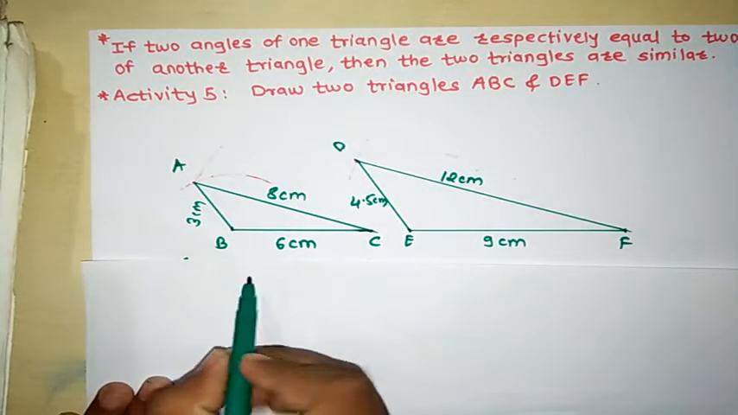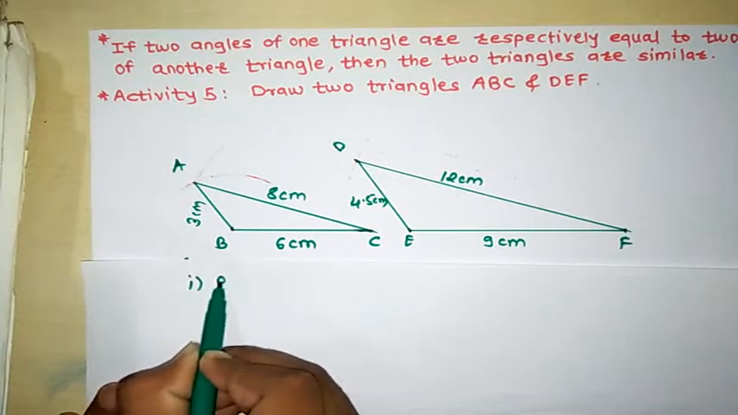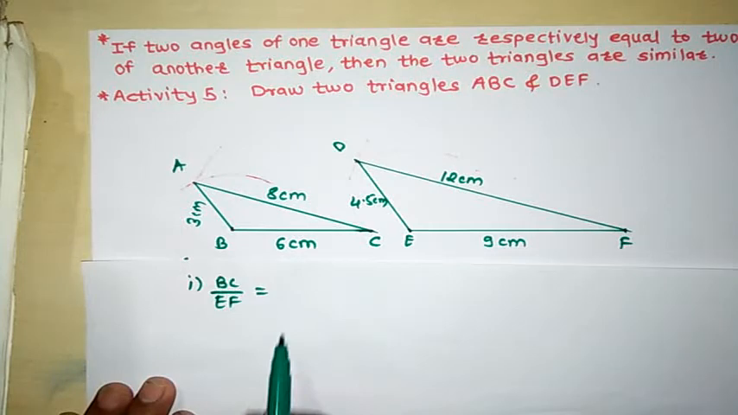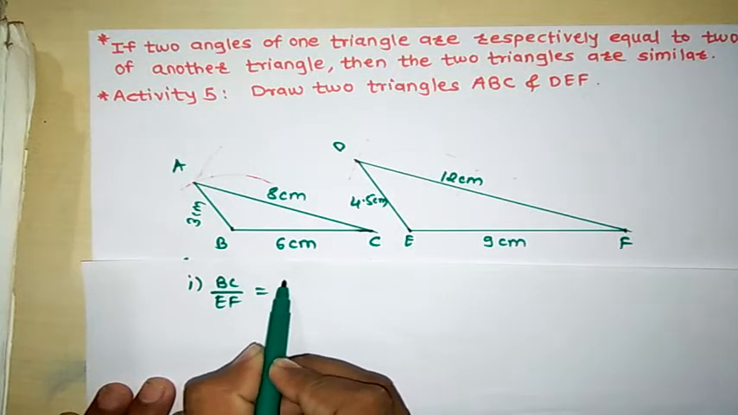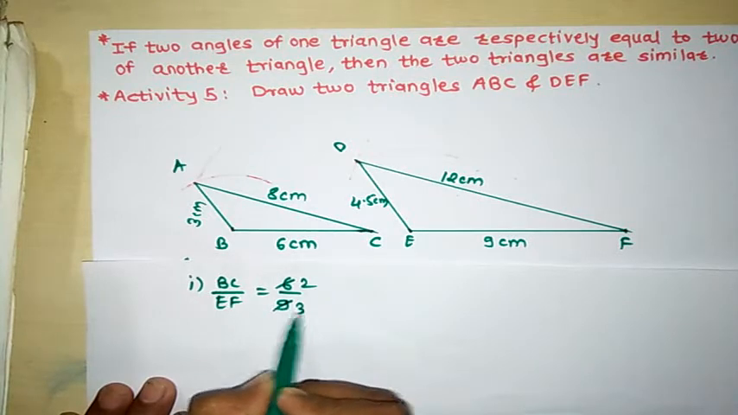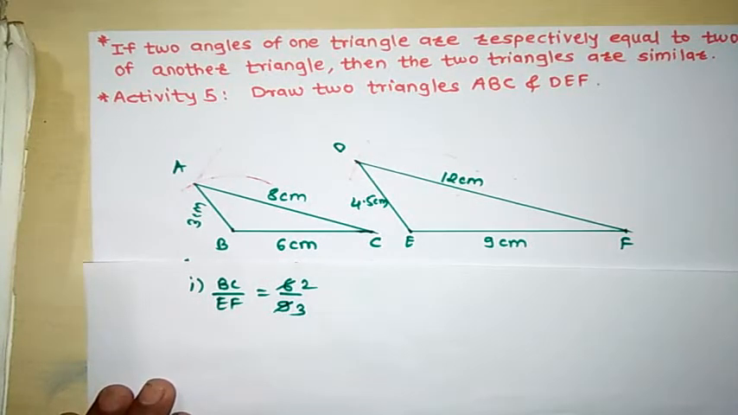See here, first I will take the ratio BC divided by EF. BC divided by EF is equal to how much? Check here, 6 divided by 9. 3 2s are 6, 3 3s are 9. We got 2 by 3.